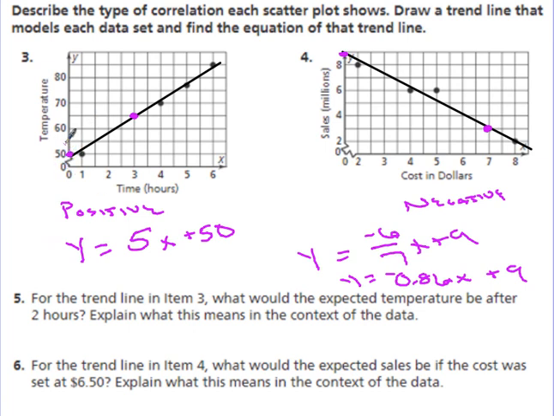So I started here at 50, and then I went to 65 over 3. That's the next point of my trend line. We were going up 5 degrees every hour, and we started at 50. So you should have somewhere around there.